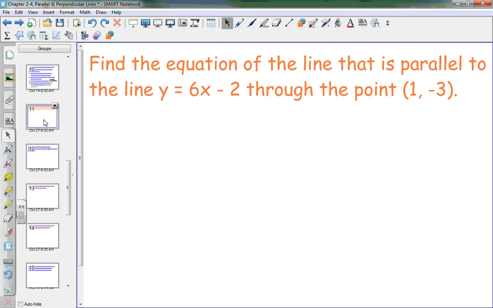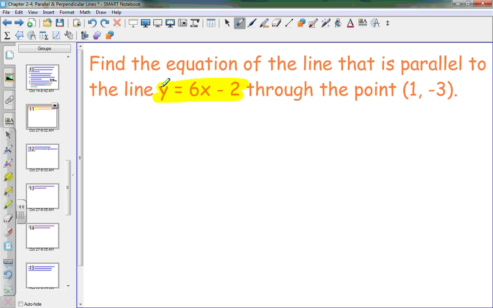The equation of the line. Find the equation of the line that is parallel to the line y equals 6x minus 2. So step 1 says take the equation and solve it for what? Here's my equation. Y is equal to 6x minus 2. Is it solved for y? Yes.